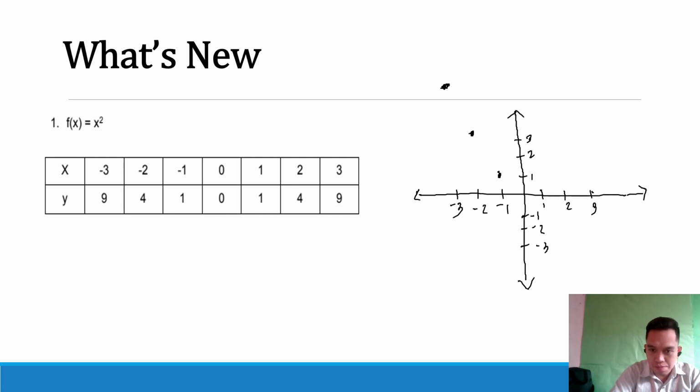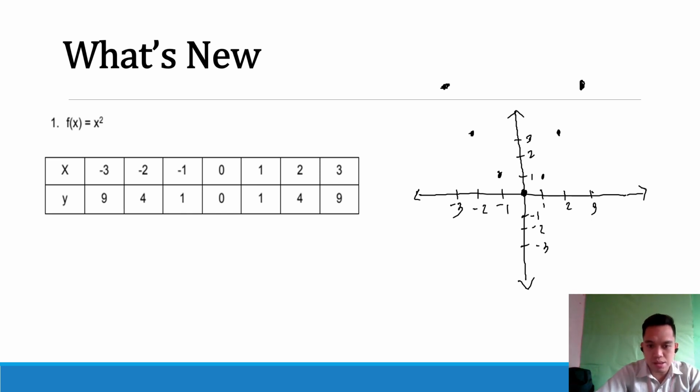Negative 1, 1. Tapos 0. Tapos 1, 1. Tapos 2 at saka 4. Dito din na yan. Itong 2 and 4. Tapos 3, positive 3 na x at saka positive 9. So, yan yung ating magiging graph dyan.